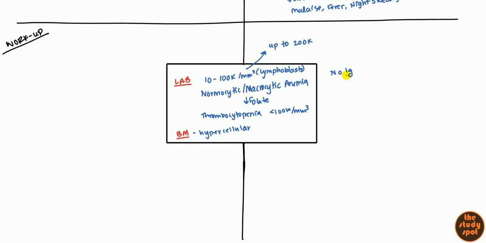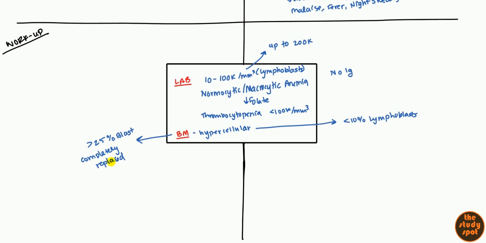Also, with regards to being hypercellular, chronic lymphocytic leukemia generally has less than 10% lymphoblasts, whereas acute lymphocytic leukemia has greater than 25% lymphoblasts. And actually, what you'll generally find is that the bone marrow is completely replaced with lymphoblasts. So that's going to be a key thing for acute lymphocytic leukemia.